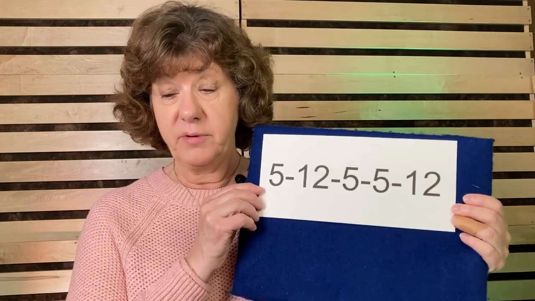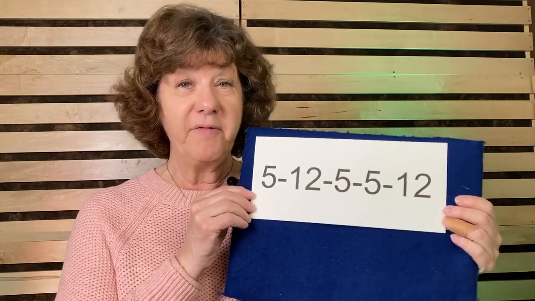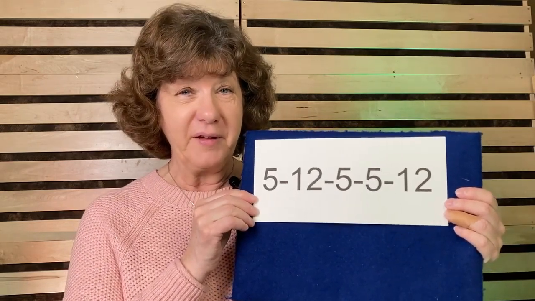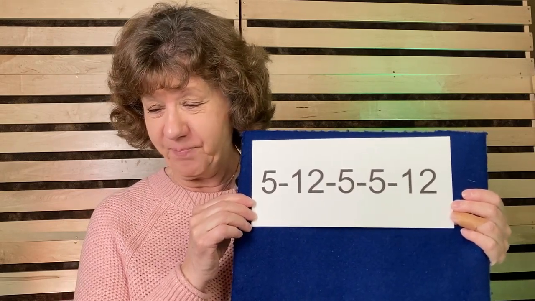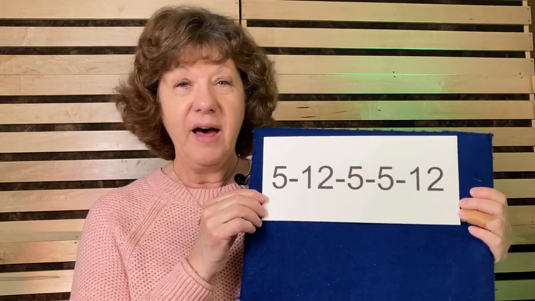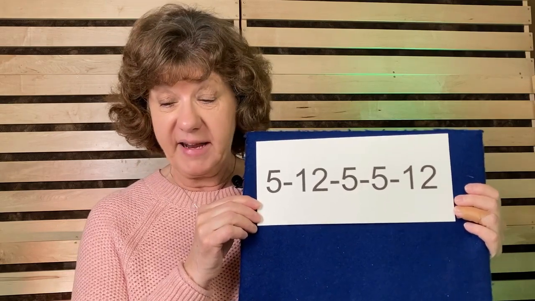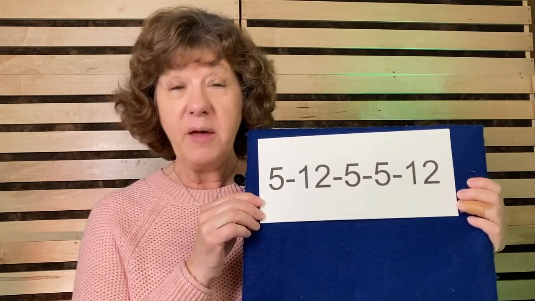Remind them that there are 39 smaller books in the Old Testament, and then show them the numbers 5, 12, 5, 5, 12. Sort of like a special code for deciphering the Old Testament. This is the pattern of how the Old Testament is divided into sections. Then briefly explain these sections using some type of visuals.